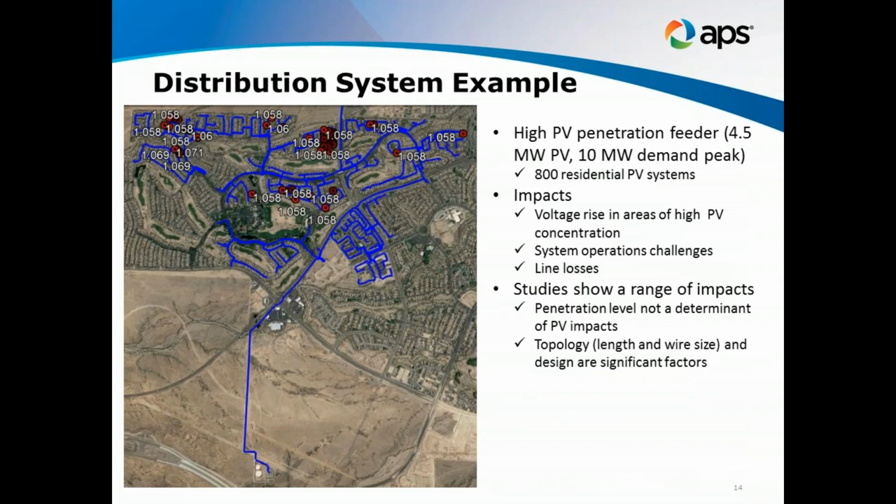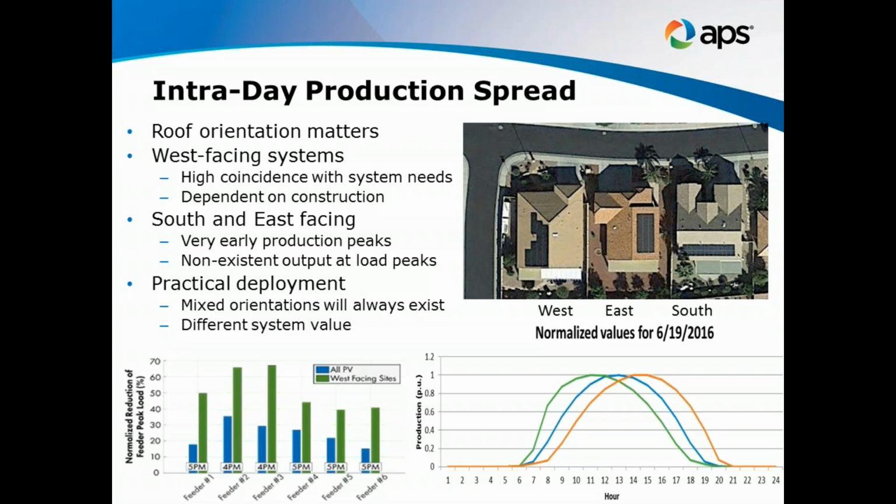On the distribution system, for example, this is one of our highest penetrated feeders. We have about 4.5 megawatts of PV on a feeder with a 10 megawatt peak demand, with about 800 residential PV systems. We see that without control and infrastructure, we see voltage rise above our allowed operating voltages that have to be managed. So we have quite a bit of work there in learning how to utilize advanced inverters with advanced voltage control features like voltage regulators and more advanced capacitor controls to help manage the system.